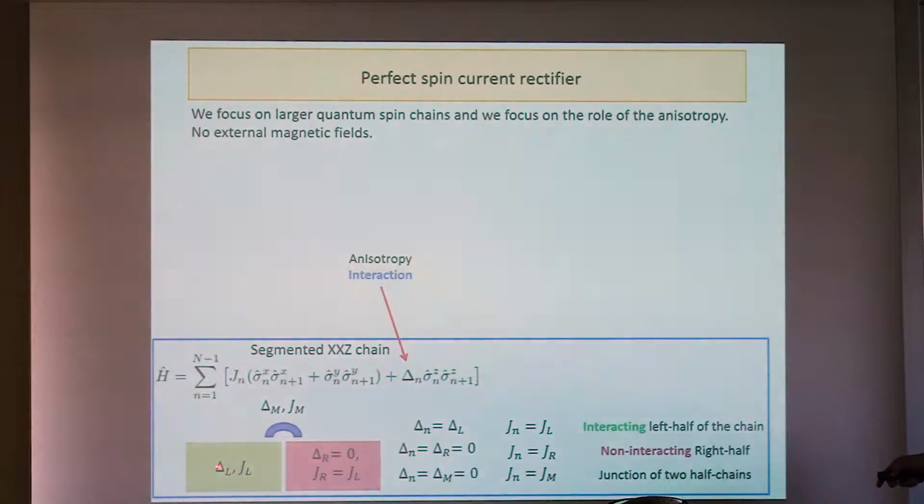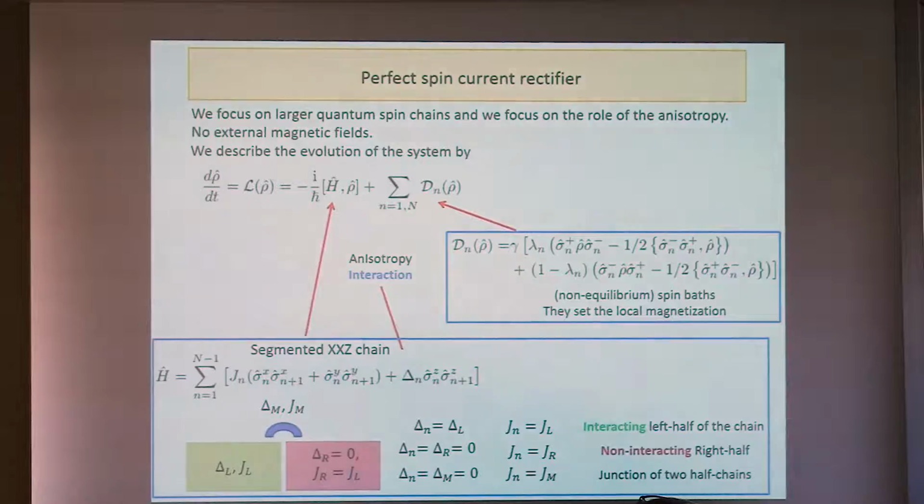So we have a left part with some interaction and a right part with 0 interaction. Then we put the tunneling the same everywhere except at the junction, which we make small to have a stronger signal. So you see, the left side is interacting, the right side is non-interacting, and then there is a junction. Then, how do we try to understand what's happening?